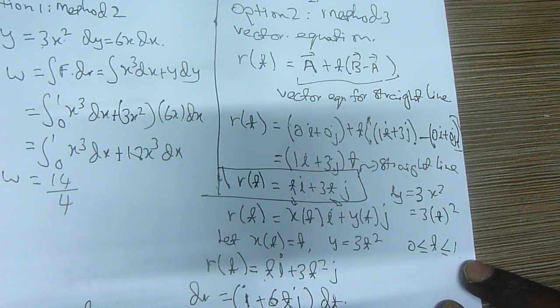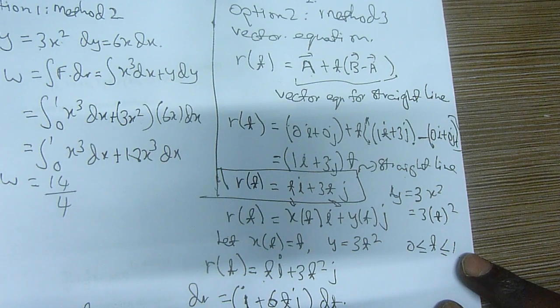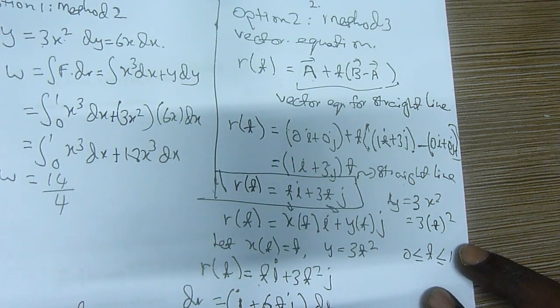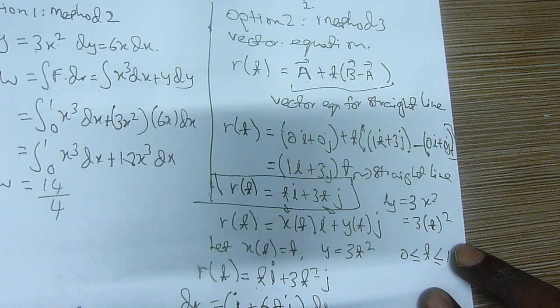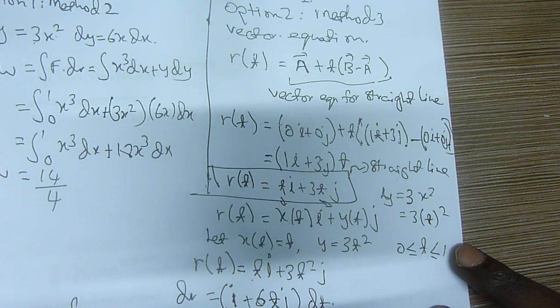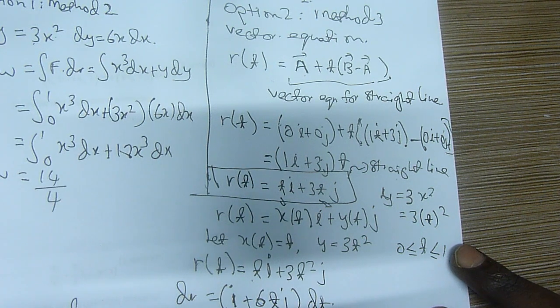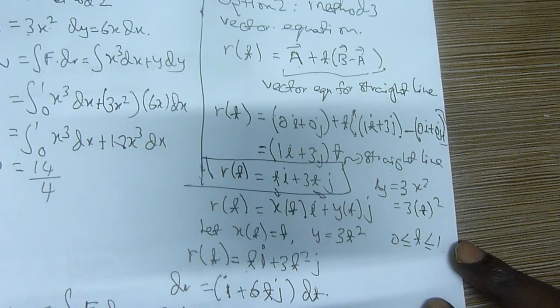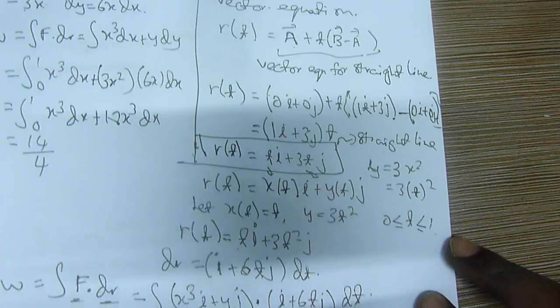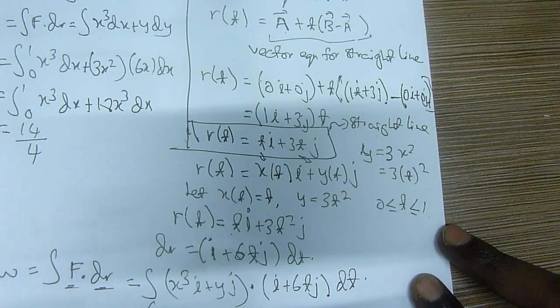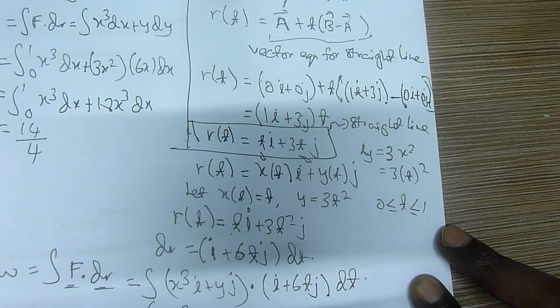Now with this, we combine together to calculate the F. F is x3, you know. Okay, x3 i, y j. First time you are looking at this. Okay, i plus 6t j for the dt. Then shall we be able to calculate that? Yes, x3, 6y dt.